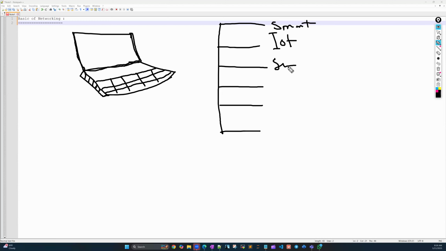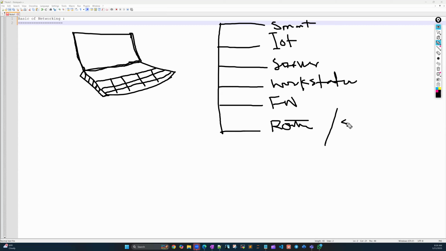Server is a computer. Workstation is a computer. Firewall is a computer. Switch, router and switch. They are all computers. So why I listed all this is, everything this PC has, they all have it.